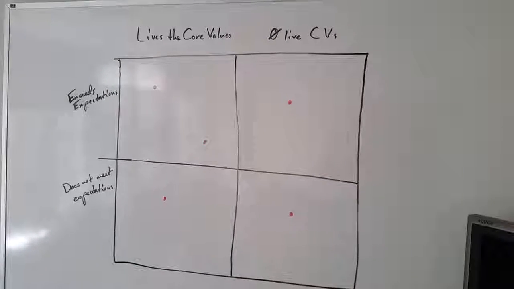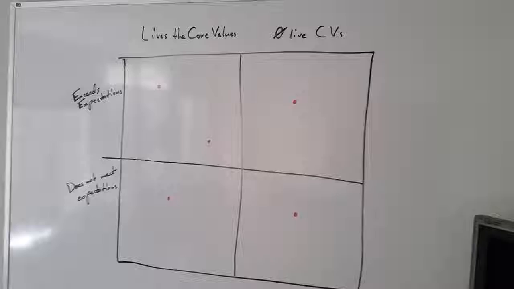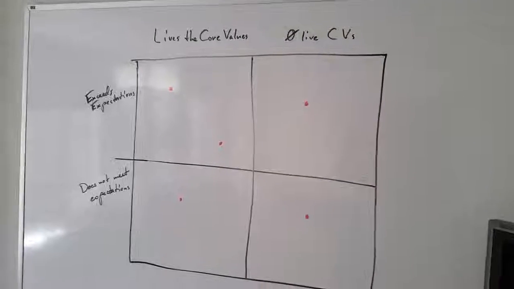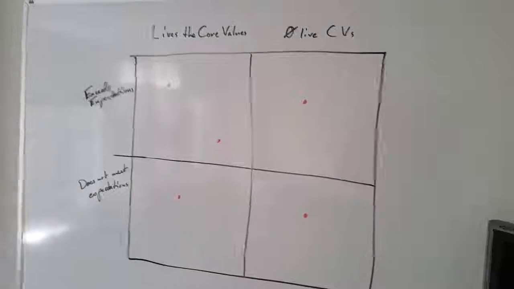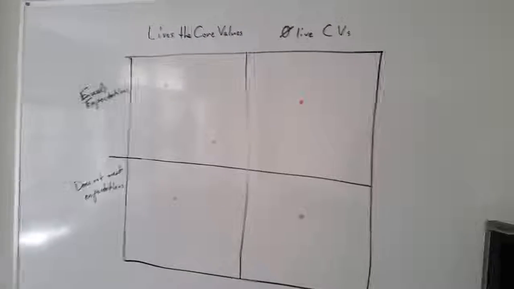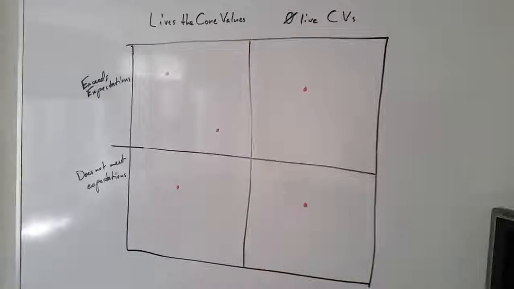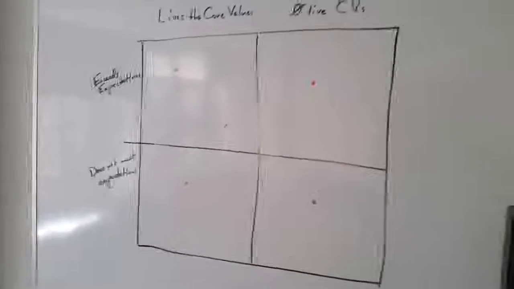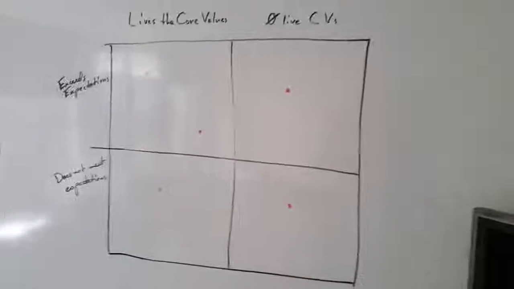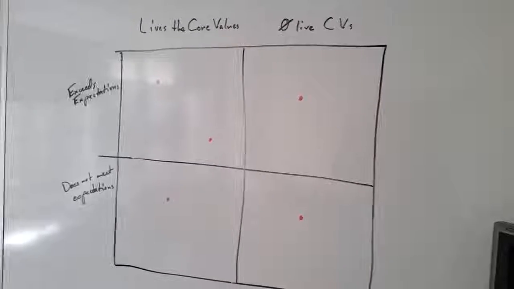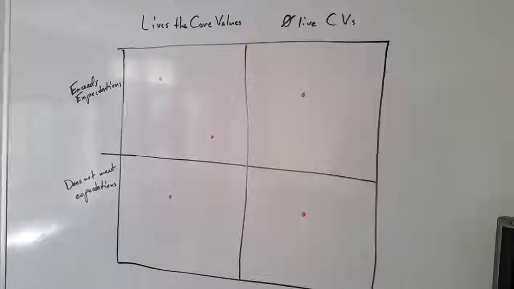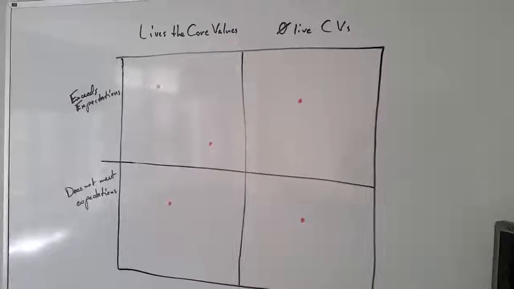What you've got here is a grid where on the left side, it exceeds expectations or does not meet expectations. This is relative to job accountabilities and KPIs, metrics, performance standards that you're looking at. And then the top line is lives the core values or does not live the core values. And what I've done is just plotted a couple people here on the grid.